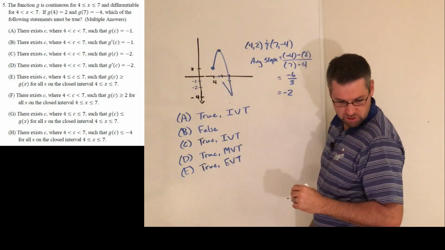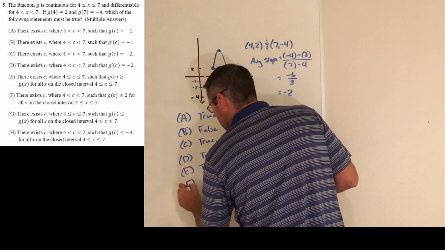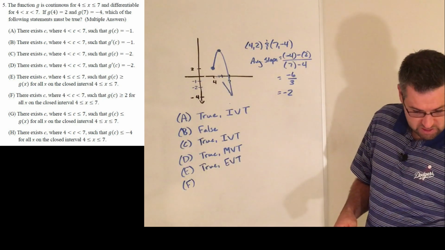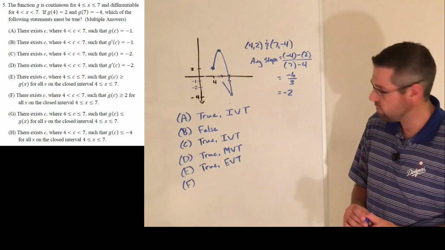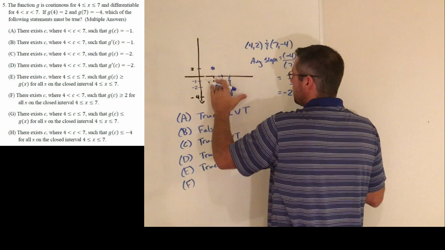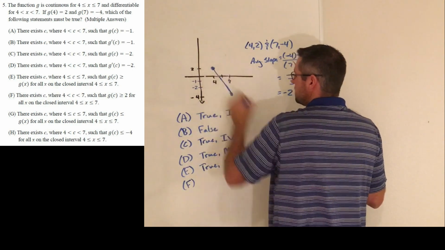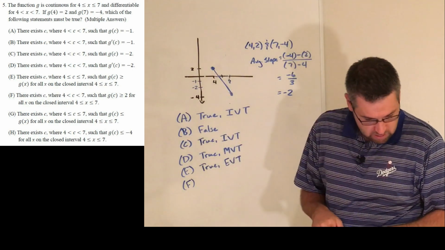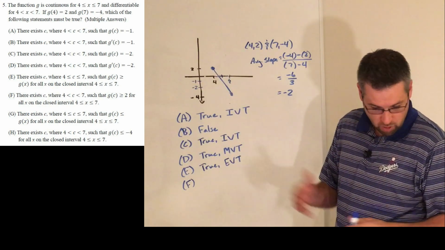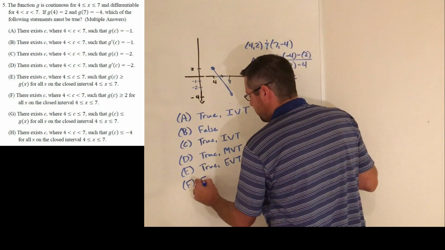For option F, it says there exists a c value for which g of c must be greater than or equal to 2. Well, that one's easily proved wrong. If this function is continuous and differentiable, I can give you just a straight line to prove this. Does g of c have to be greater than or equal to 2 for all values within that interval? And the answer is no. You don't have to have values that are greater than that. So this one is a false statement.